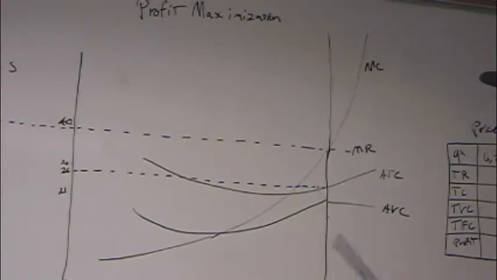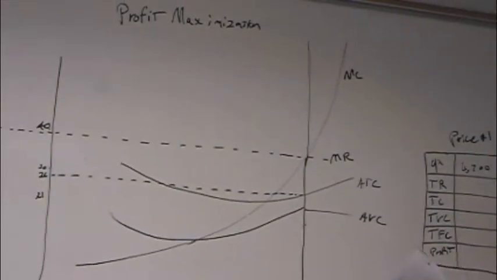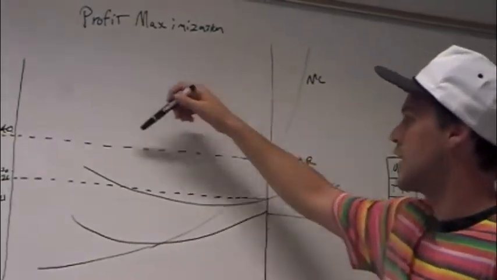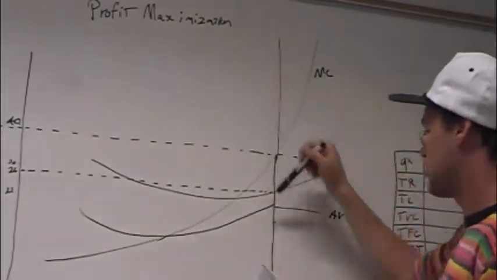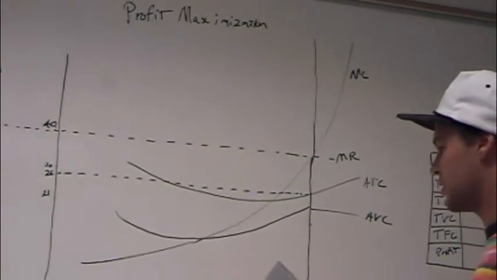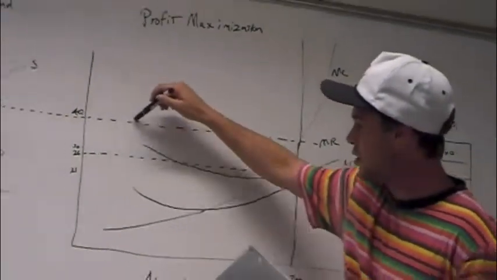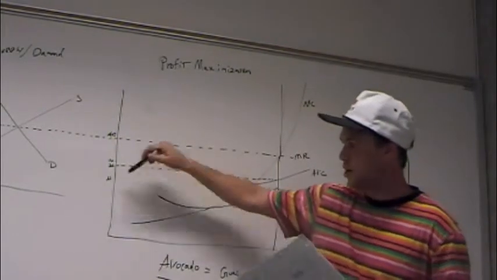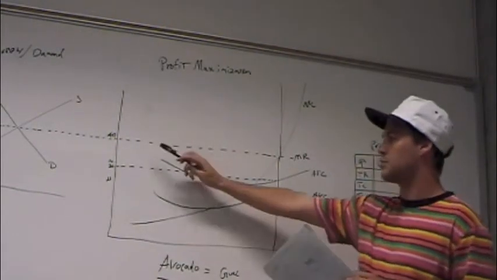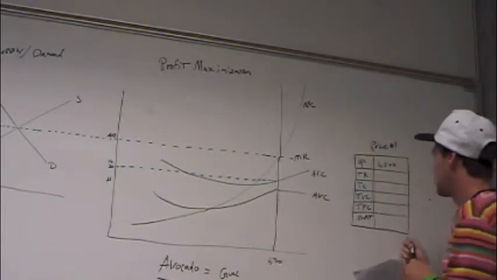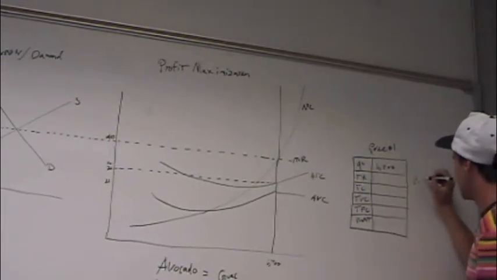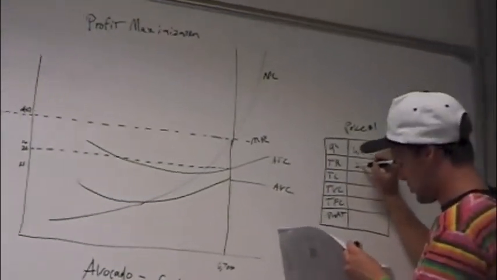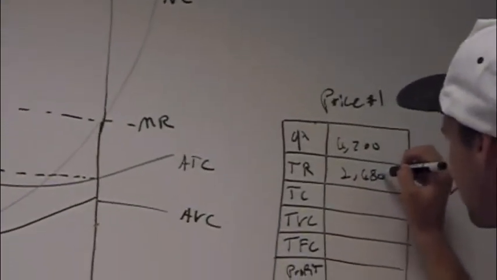So actually first we're going to talk about our total revenue, which is this box right here. So when drawing this box, we have 40 cents and 6,700, and then this whole box right here that I have the first dotted line in, this whole box would be our total revenue, which would be price times quantity, which equals 2,680.